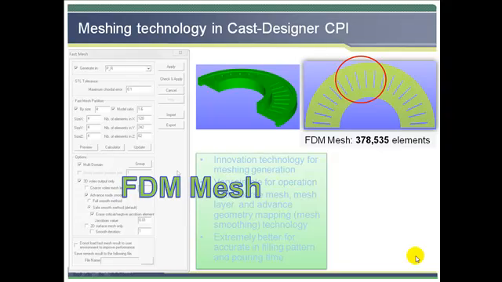The same part is also meshed with the finite difference mesh method. This method is quite simple in calculation, but it is not flexible for complex geometry, and easily causes energy loss at curved edges. For example, in this case, the mesh with 378,535 elements is around 20 times the CPI mesh, but the geometry description is similar, even a little worse. In other words, it needs much more CPU time for the simulation.